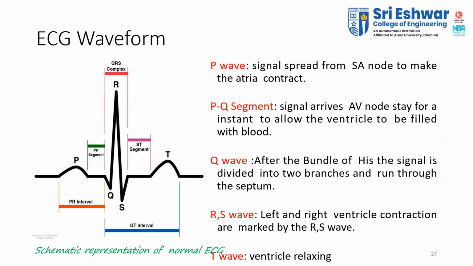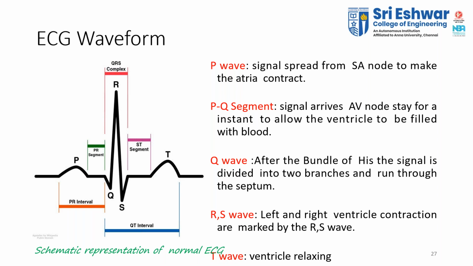And ECG waveform. What is the P waveform? The P waveform is the signal spread from the SA node. The SA node will generate your P waveform. Okay, so to make the atria contract, in the PQ segment the signal arrives at the AV node and stays for an instant to allow the ventricle to be filled with blood. Okay, this is PQ, filled with blood. PQ segment is the time given for the blood to flow in.